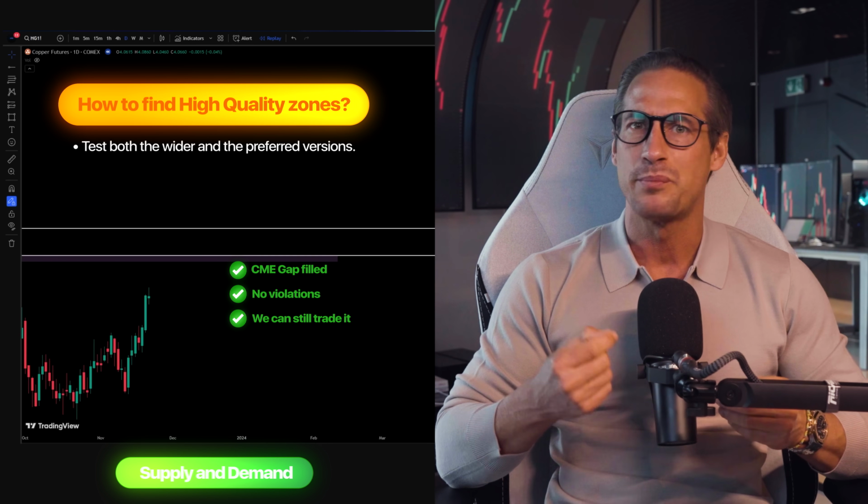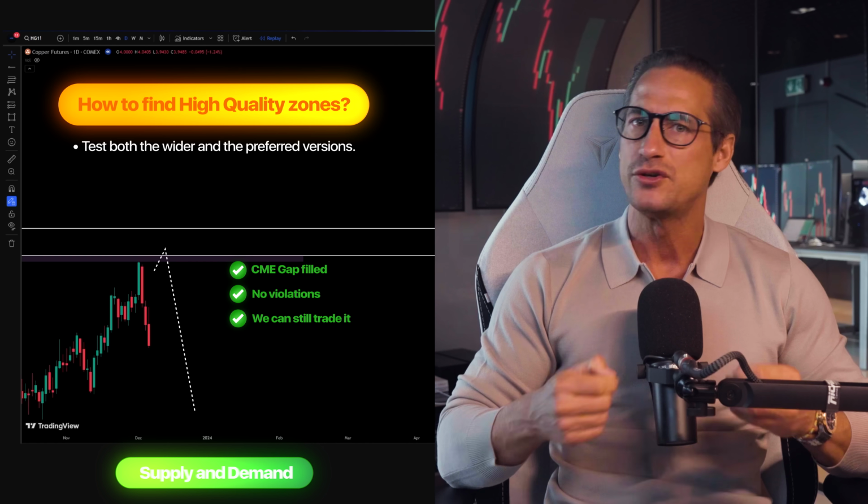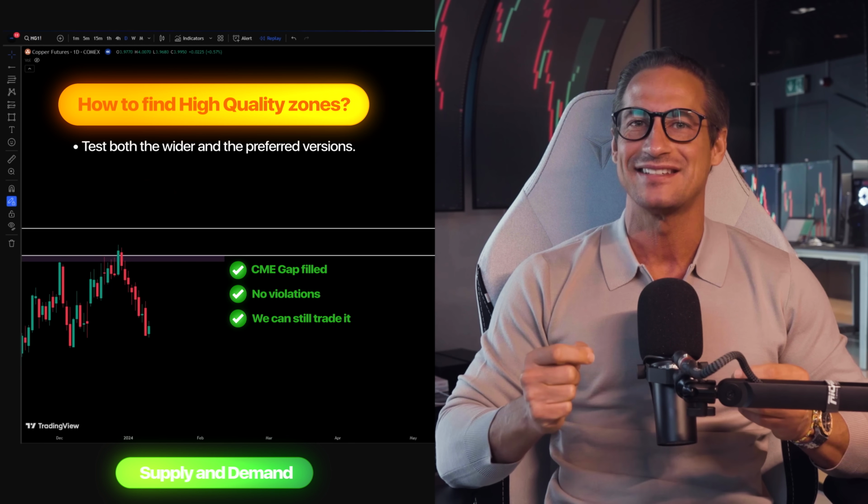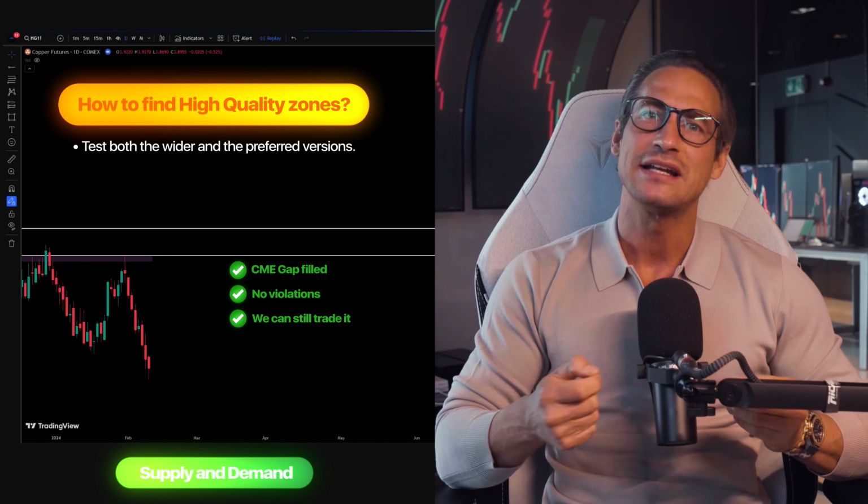So what happens when the price comes back into this zone? We should expect to see a drop from here. And this is exactly what happens next. Now, we are right here. Take a look at the zone now.